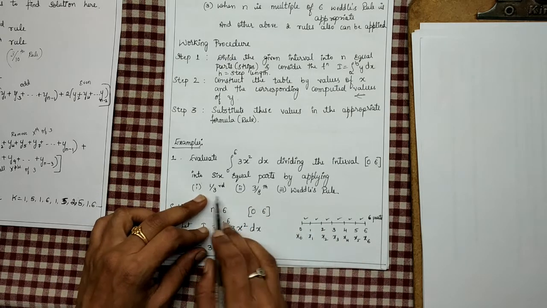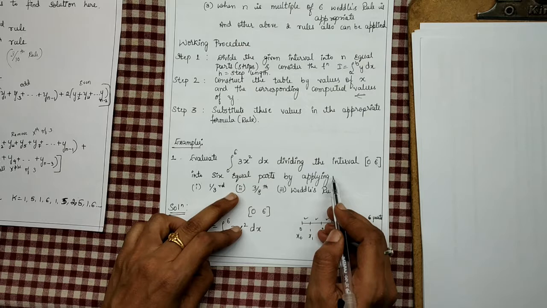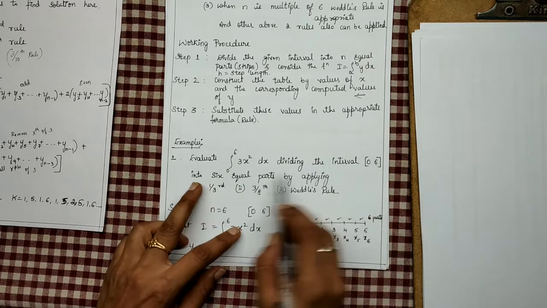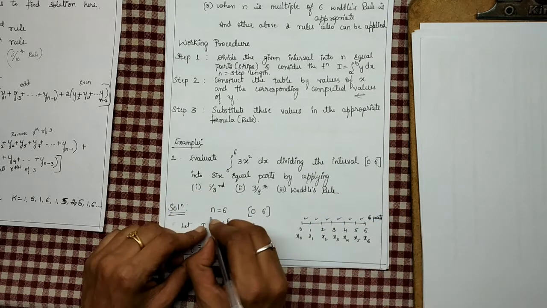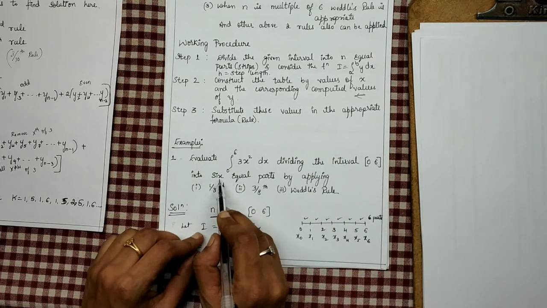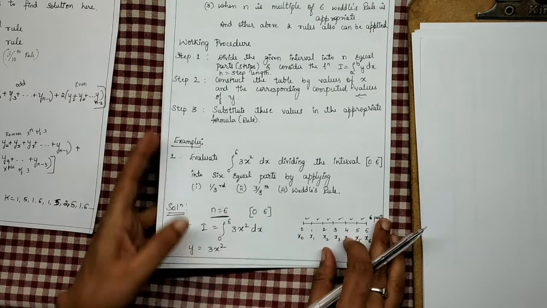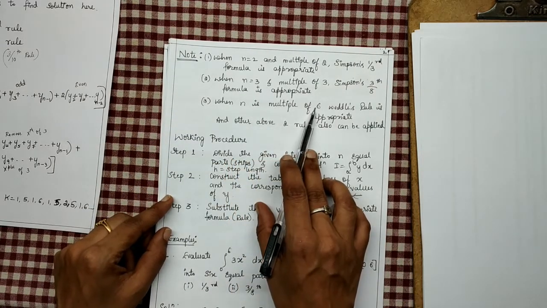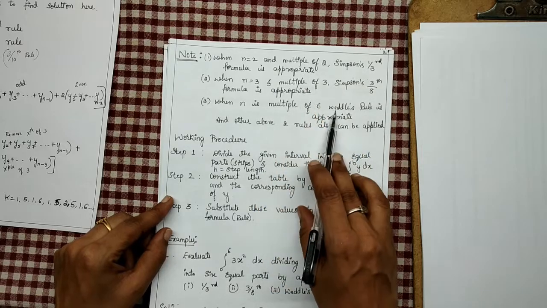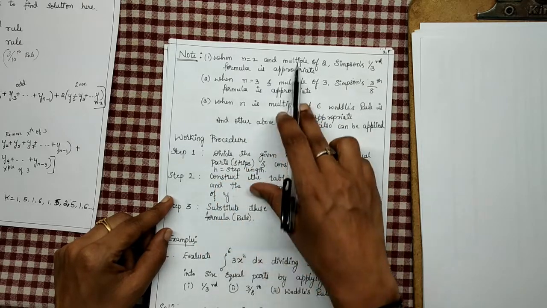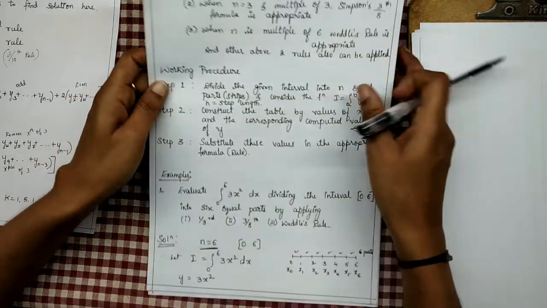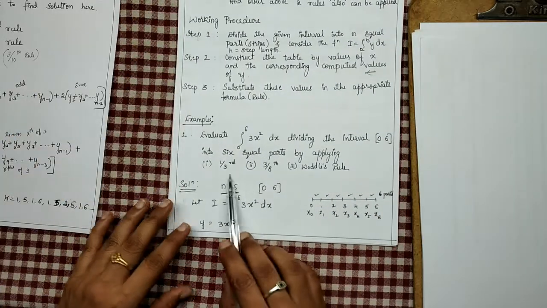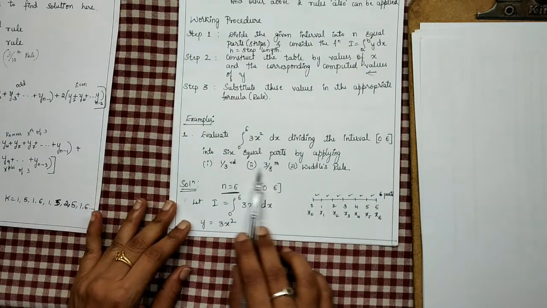Is it possible, or is it necessary? See, how many divisions are they asking us to do? Dividing the interval into 6 equal divisions. What is n here? N is 6. According to this note, when n is equal to 6 or a multiple of 6, which is appropriate? All three formulas are appropriate. Weddle's rule is appropriate and the other two rules are also appropriate. Whichever is convenient for you, you can use. Since they are asking for all three rules, let us solve the problem with all three rules.